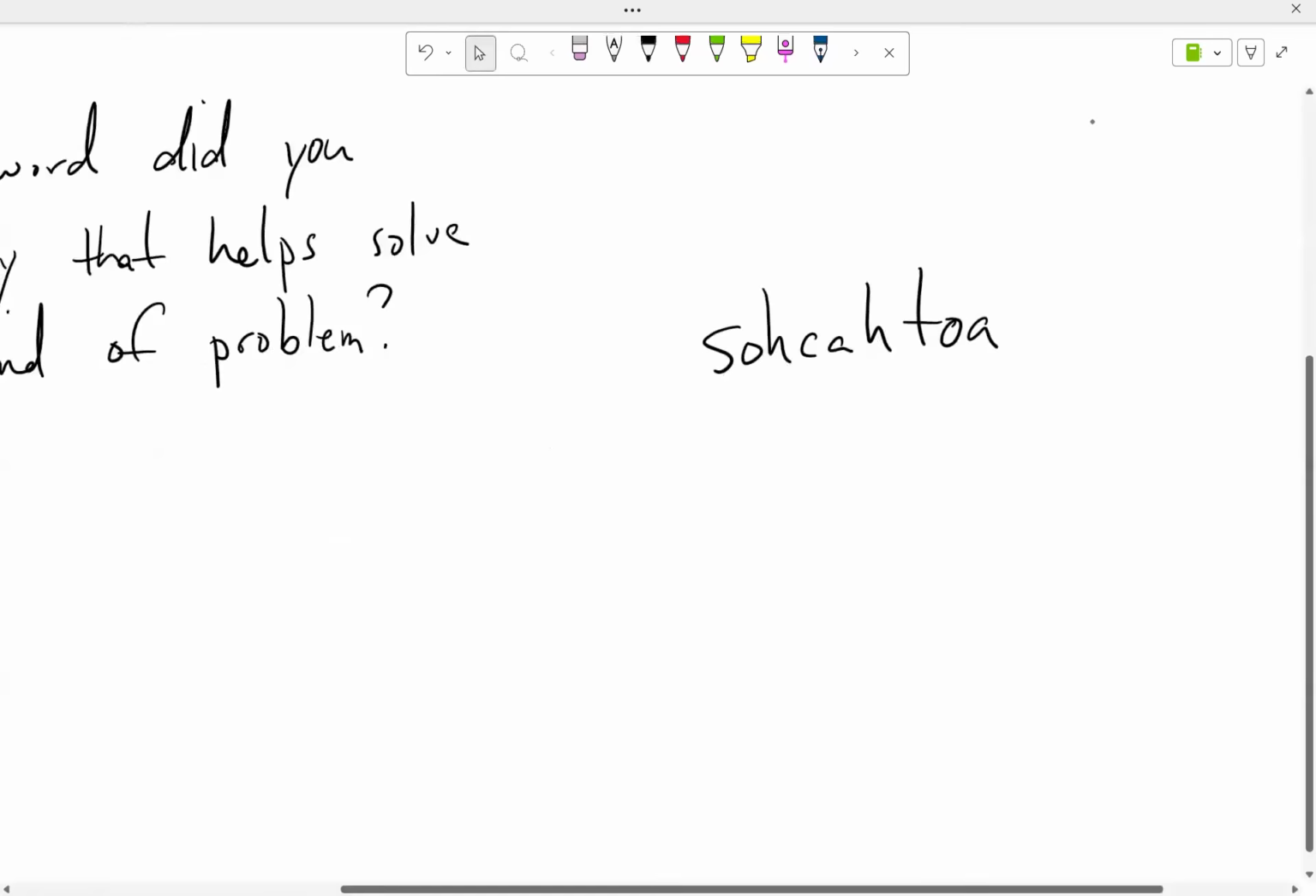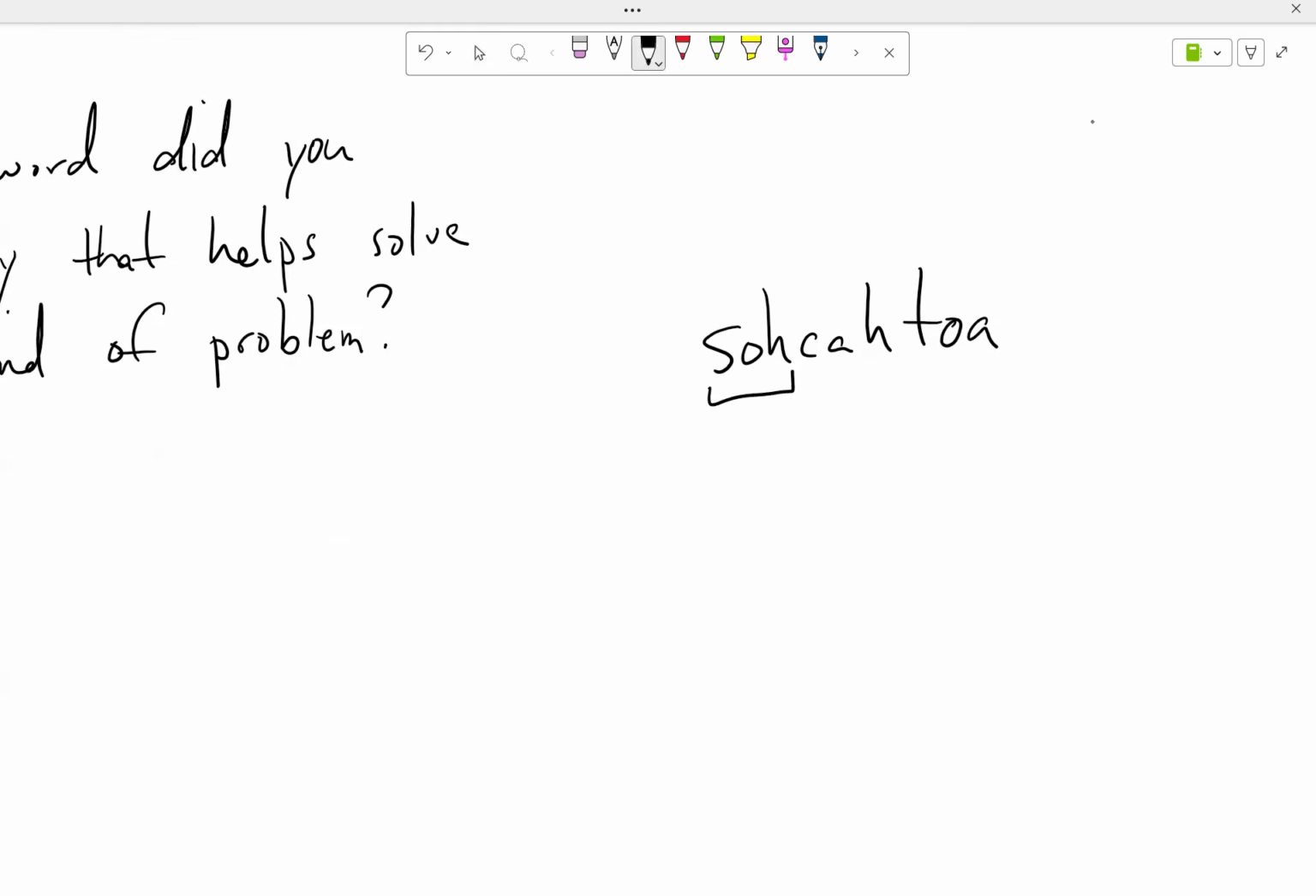Okay, so who'd like to tell us what this is? How are you supposed to use this word? Yes, sine is opposite over hypotenuse. Cosine is adjacent over hypotenuse, and then tangent is opposite over adjacent. Does that sound familiar? Nice, thank you.